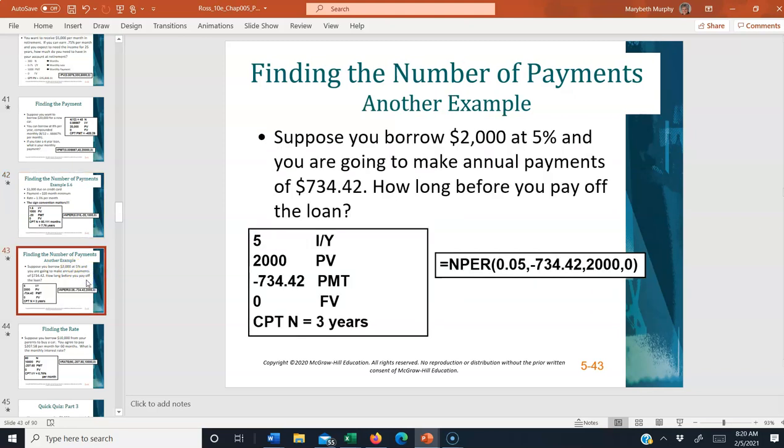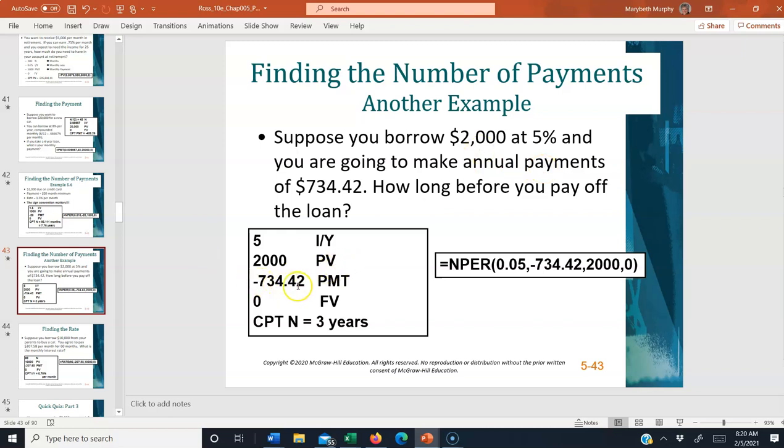Okay, finding the number of payments, another example. Suppose you borrowed $2,000 at 5%, and you're going to make annual payments of $734.42. How long before you pay off the loan? Okay, so we're going to put in the interest rate is 5%. Present value is $2,000. And we're leaving it at 5% because they're annual payments. This doesn't say anything, so it's an annual interest rate. We're making annual payments, so both are the same.